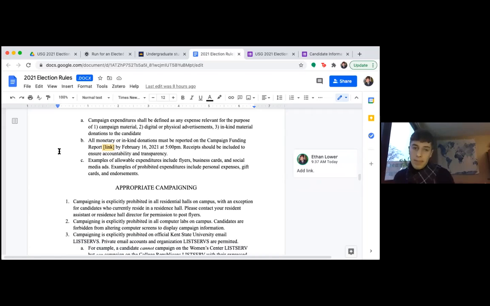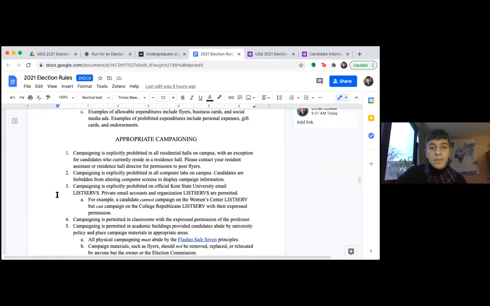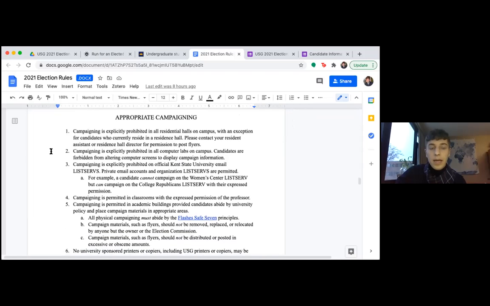The spending looks like campaign materials, digital or physical advertisements, or any in-kind donations. So if someone, say, produces materials for you and gives them to you, you still have to record that information down. And we'll have a link, which is right here, on a campaign funding report. So you'll put down everything that you are raising or spending. Again, some examples. I don't want to spend too much time talking y'all's ear off, but I do also want to make sure that I'm explaining things properly.